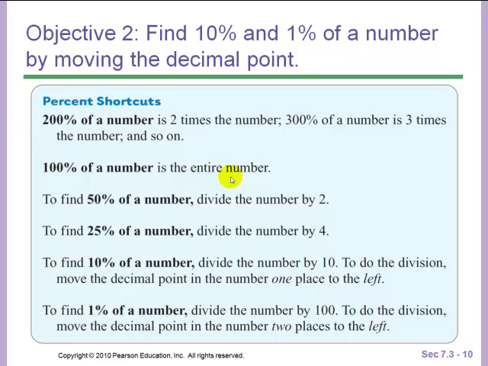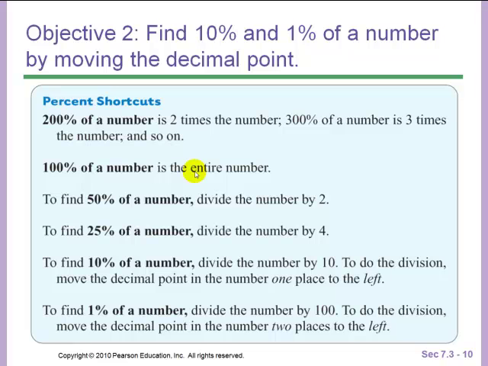In general, here are some shortcuts that will make your life easier. You do not need to have these memorized, but if you know them, they make your life easier in general out and about in the world and on our test. 200% of a number is 2 times that number. Basically, 100% is the entire number, so 200% is the entire number plus itself again, or 2 times that number. 300% would be the entire number 3 times, or 3 times the number.